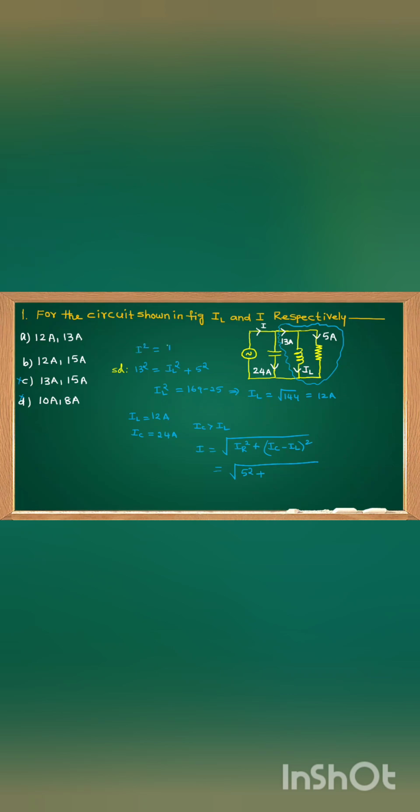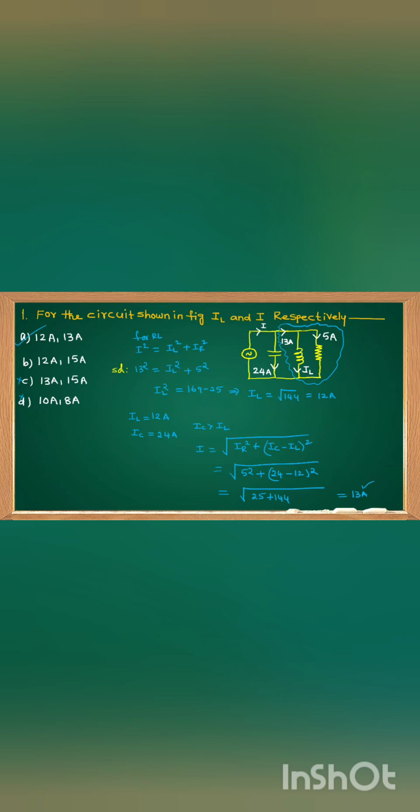This formula I applied for RL circuits: I squared equals IL squared plus IR squared. This is for the RL circuit combination. 5 squared plus, what is IC, students? IC equal to 24. What is IL you calculated? IL equal to 12 ampere. That is 24 minus 12, so square root of 25 plus 144. This is how much, friends? 169, so you get 13 amperes. Then I equal to 13 amperes. So we are getting IL equal to 12 amperes and I equal to 13 amperes. That is the option.